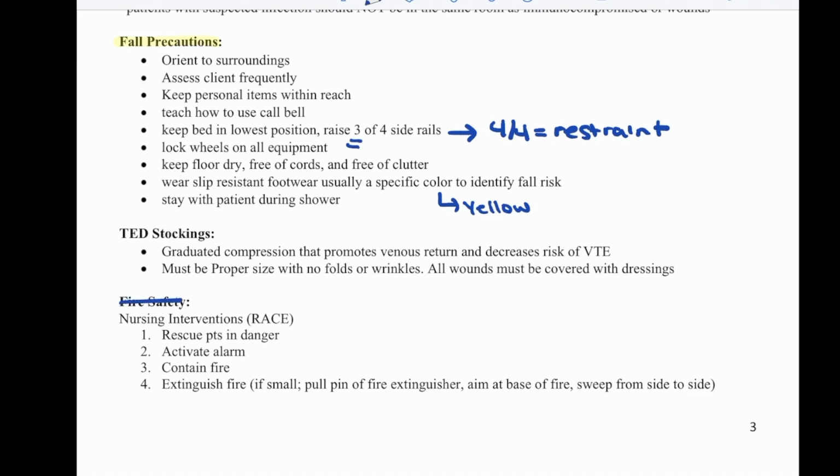Okay, so let's talk fire safety. We can remember fire safety as RACE. First we're going to rescue the patient, then we're going to activate the alarm, we're going to contain the fire, and we're going to extinguish the fire. If it's small, we can remember how we extinguish a fire using the acronym PASS. We're going to pull on the pin, aim at the base of the fire, and sweep from side to side. And that is our PASS. That is how we use a fire extinguisher.